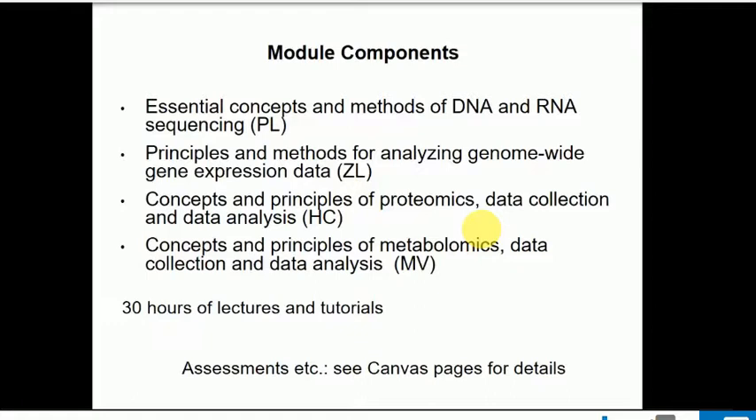I'm not going to talk in details about the module. I'm not the module leader for this, but there's lots of details on the Canvas pages about what the assessments will be and so on.